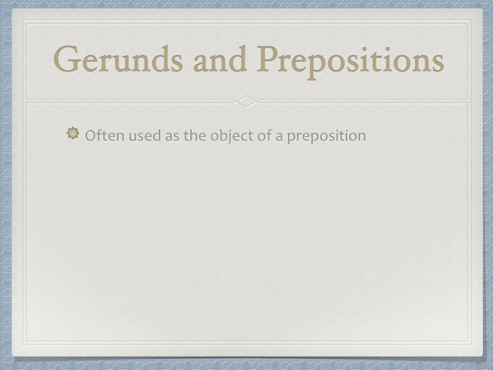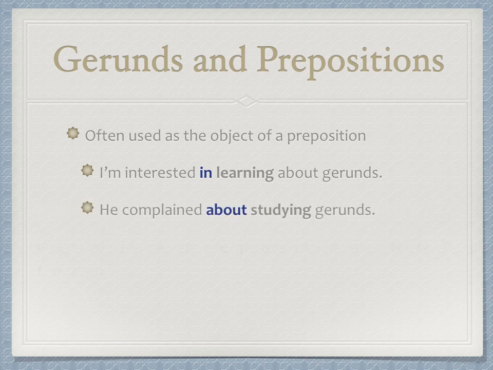Gerunds are often used as the object of a preposition. In fact, if you have a verb form after a preposition, it must be a gerund. So infinitives do not follow prepositions. Only gerunds follow prepositions. Example, I'm interested in learning about gerunds, or he complained about studying gerunds.